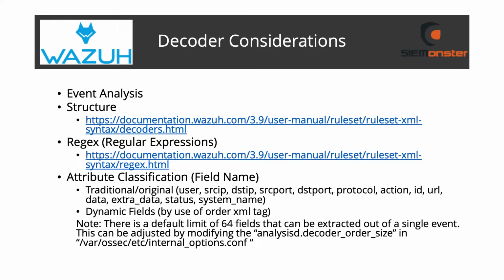Since later versions of Wazuh, it has been allowed to create additional fields. They are named dynamic fields, and by default those are limited to 64 fields in total. So if you extract more than 64 fields, the system will generate an issue, but you can very easily compensate for that by increasing the analysisd decoder order size in the internal_options.conf file.